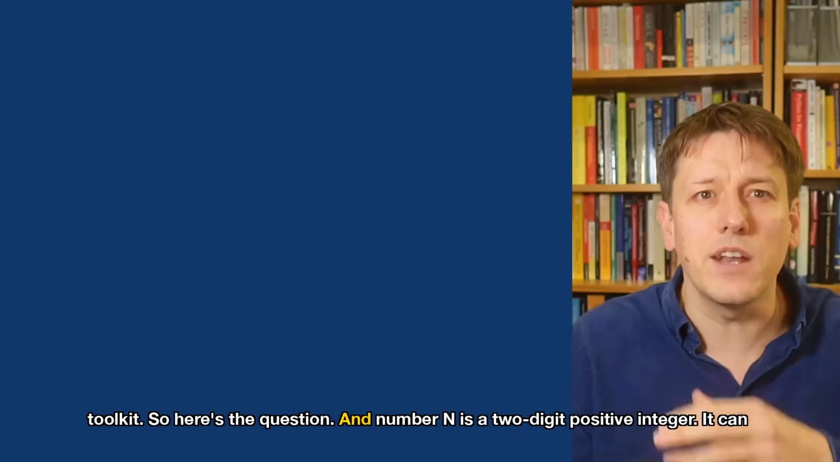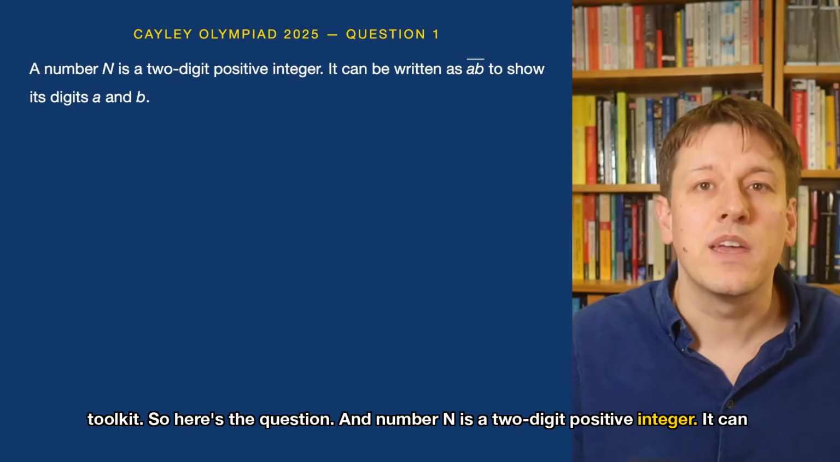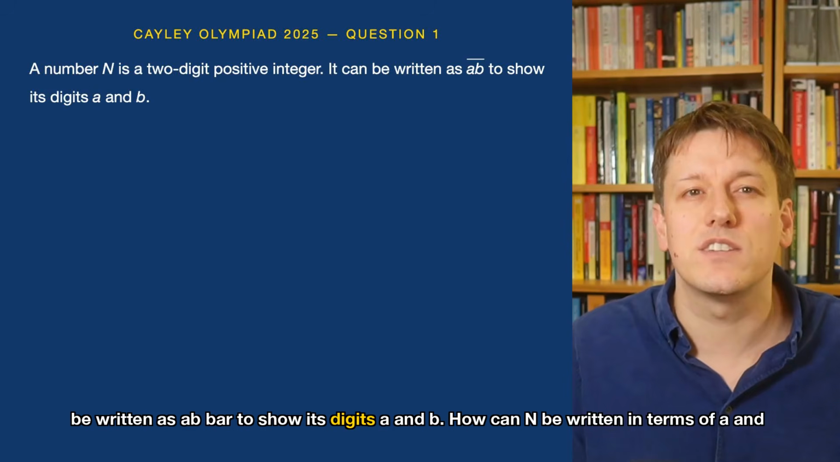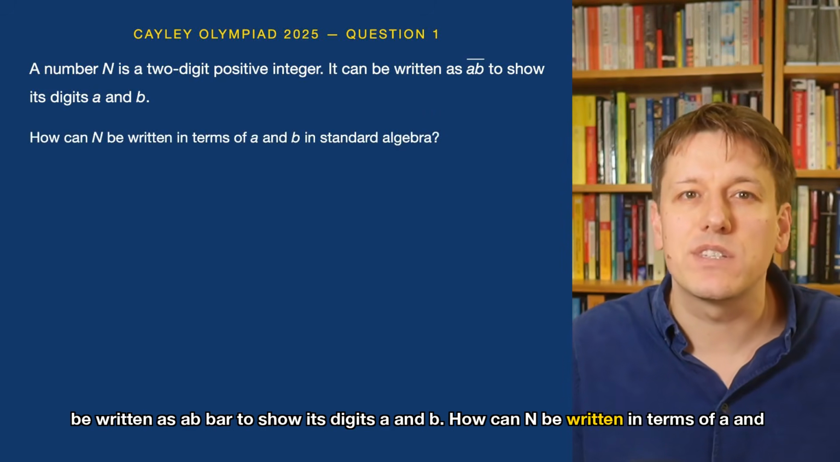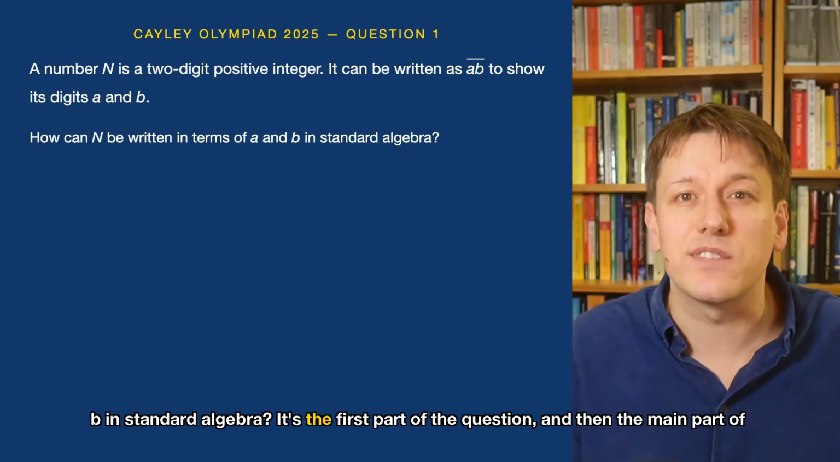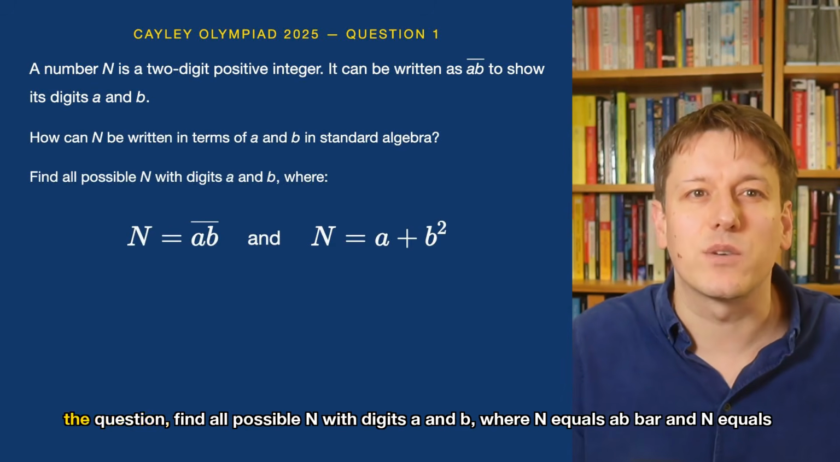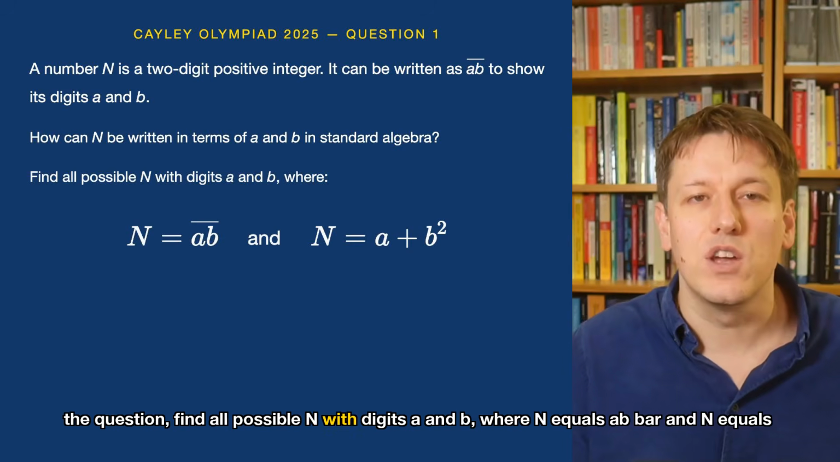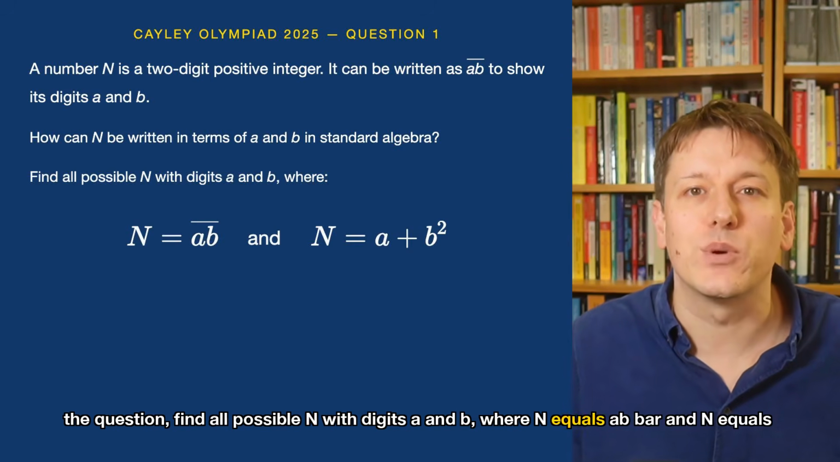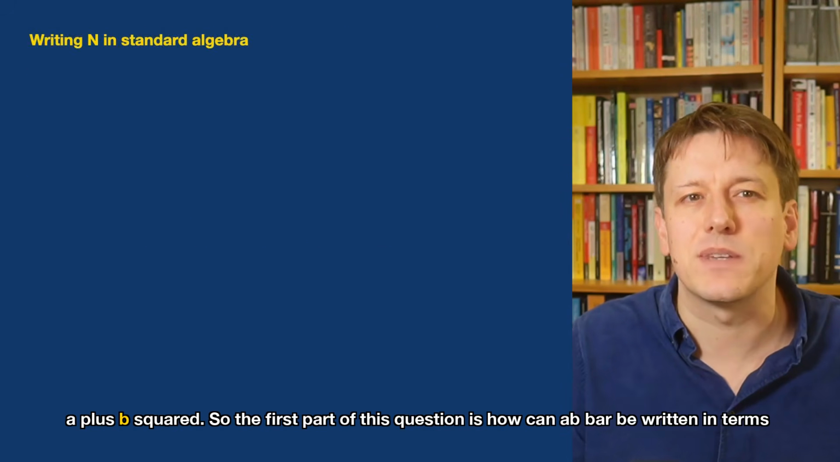So here's the question. A number n is a 2-digit positive integer. It can be written as AB bar to show its digits a and b. How can n be written in terms of a and b in standard algebra is the first part of the question, and then the main part: find all possible n with digits a and b where n equals AB bar and n equals (a plus b) squared.